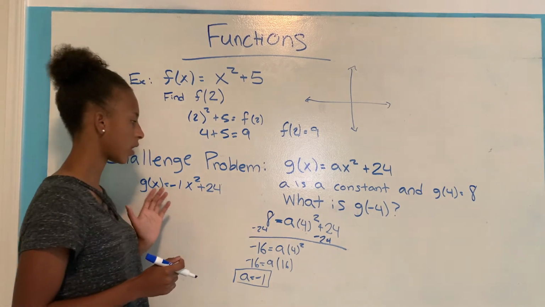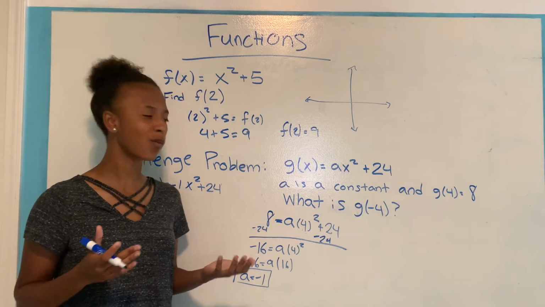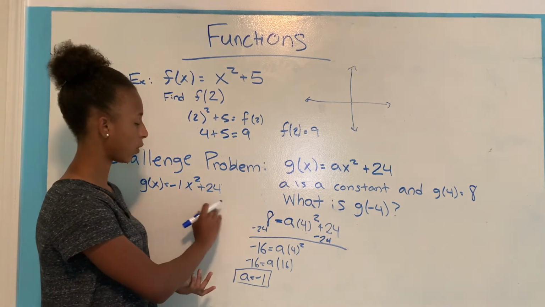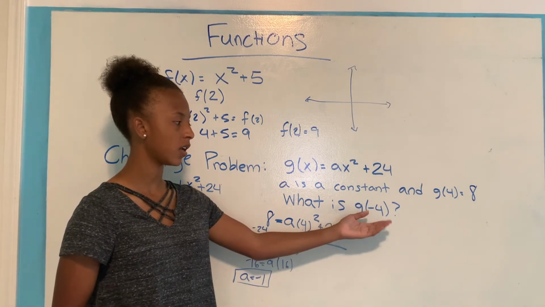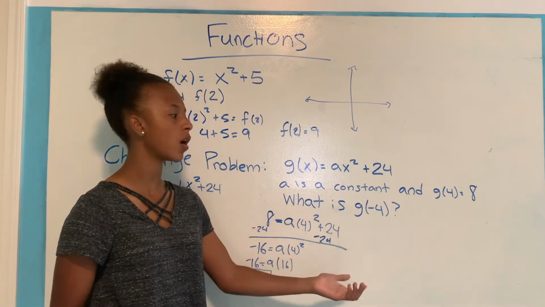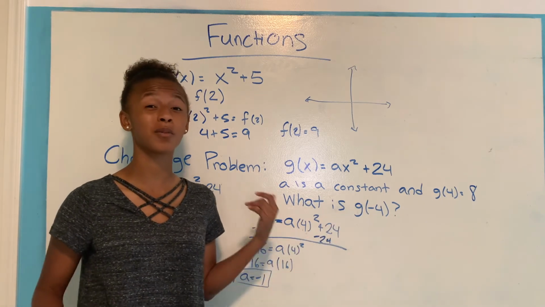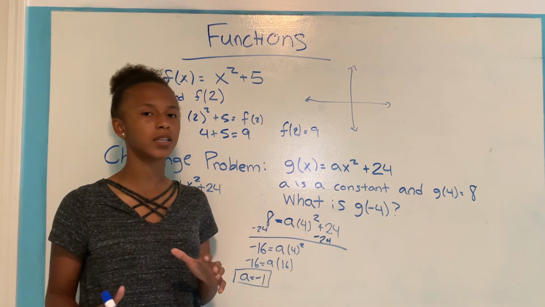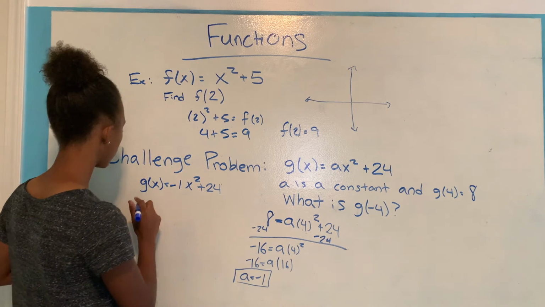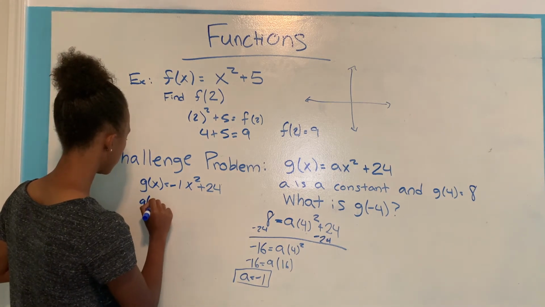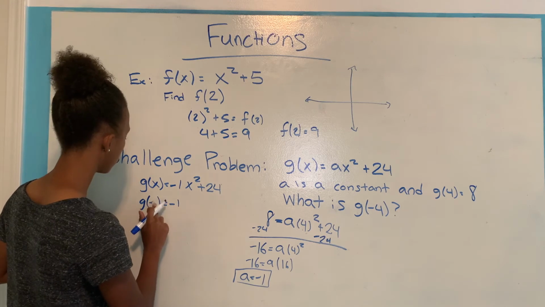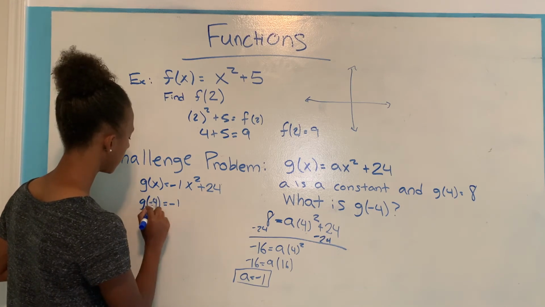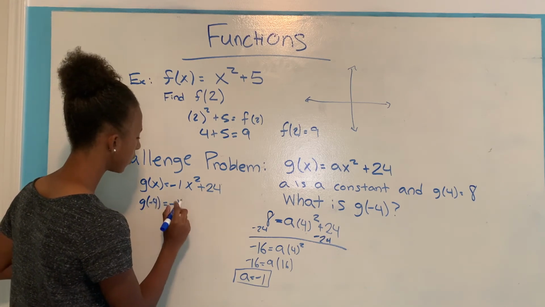And that looks a lot better with what we've been doing before, because there's only one variable in the problem, and the question's asking you what is g of negative 4, and you know that whatever's in the parentheses you can plug in for x. So now it's really easy to solve, right? So let's start. G of negative 4 equals negative 1.